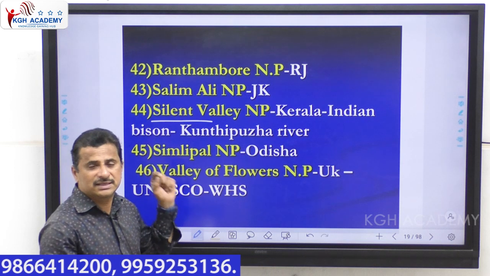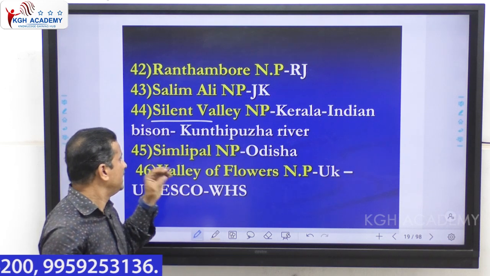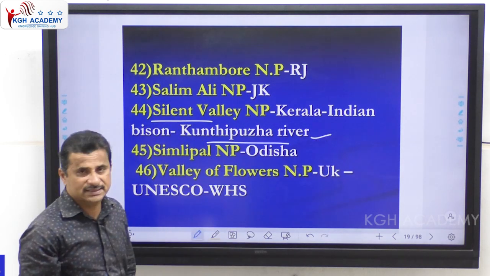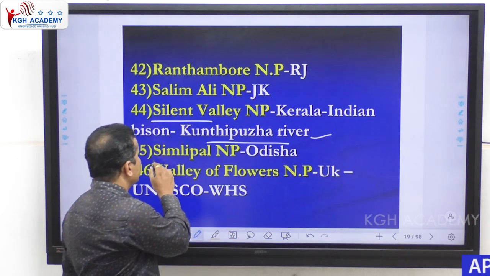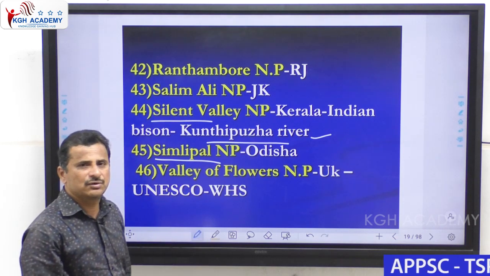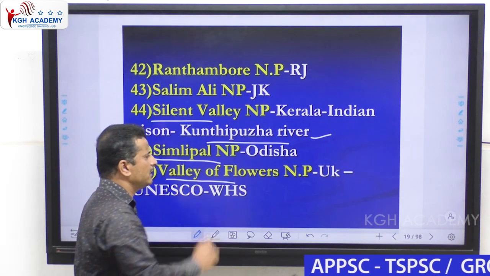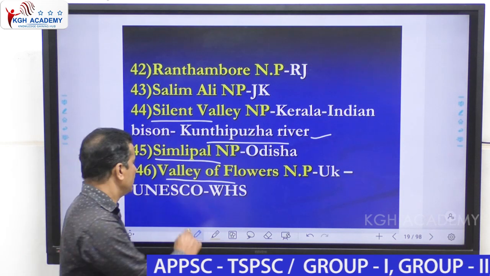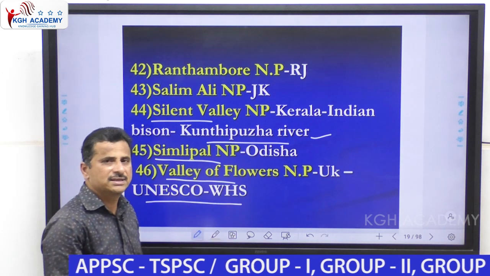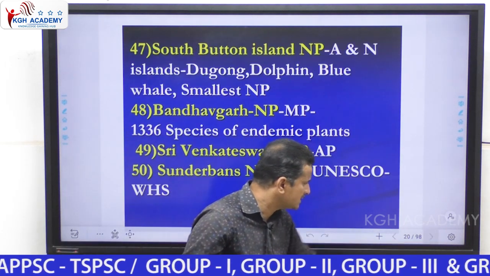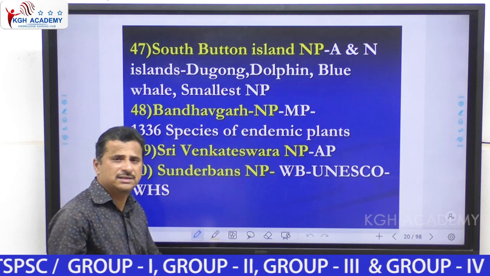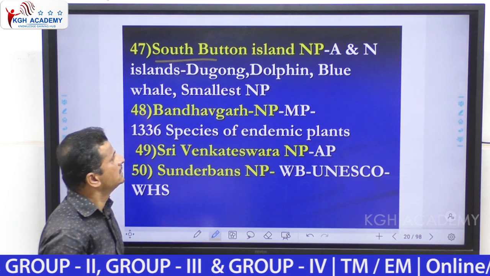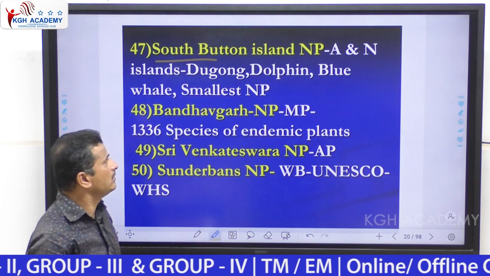This national park is very famous for the Indian bison, and the Kuntipuzha river is also part of it. Next, Simlipal National Park is present in Odisha, and Valley of Flowers National Park is present in Uttarakhand. This is also a UNESCO World Heritage Site. And the last slide about national parks: South Button Island National Park, Andaman and Nicobar Islands.